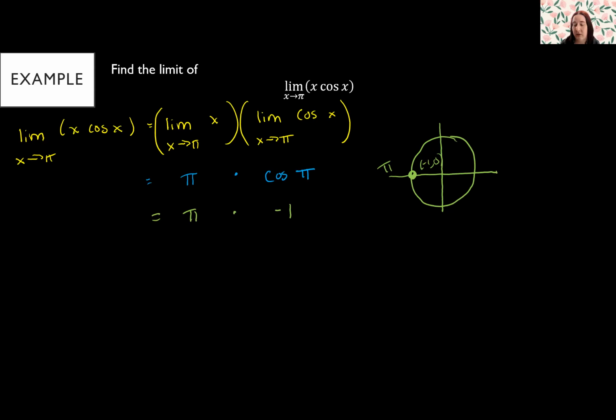So the limit of this is going to be pi times -1, or negative pi. So you can find the limit of x, find the limit of cosine, and multiply those together. Or you can plug in pi from the very beginning, get pi times cosine pi. It will come out to the same thing. Other questions?